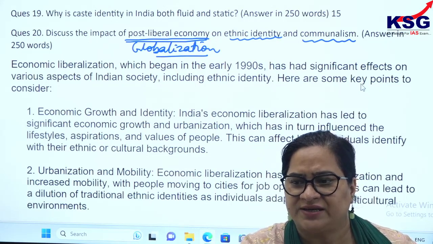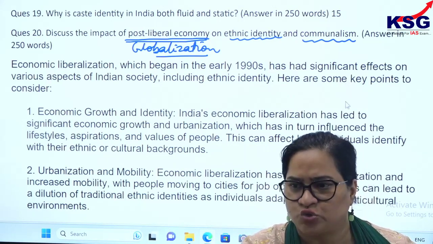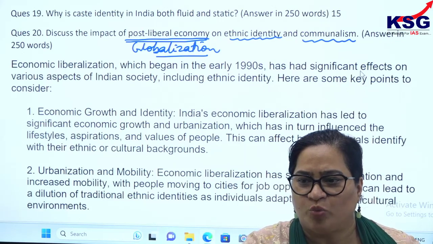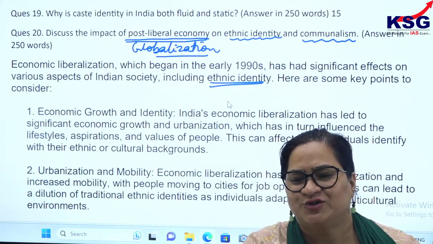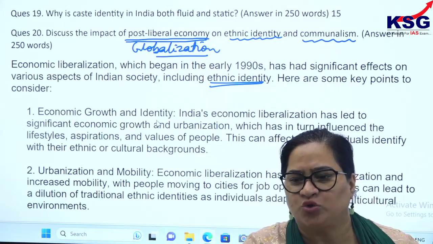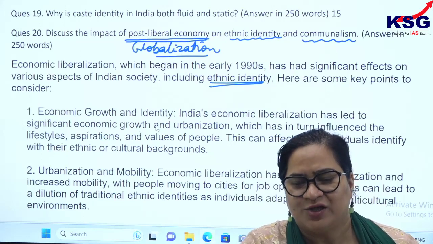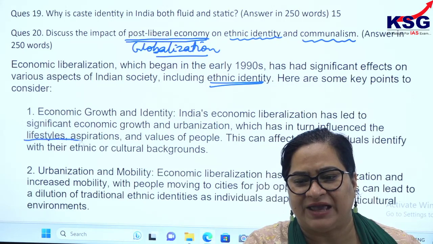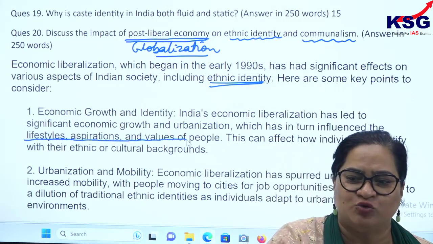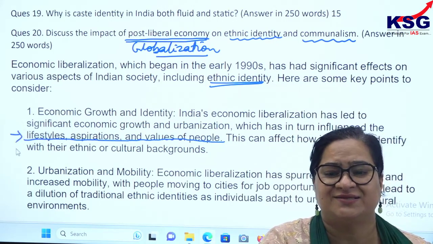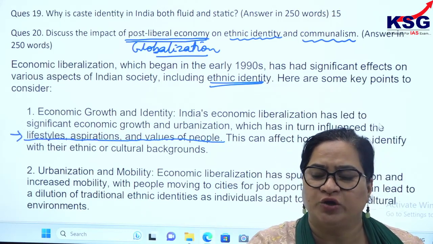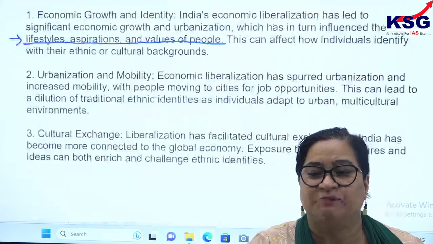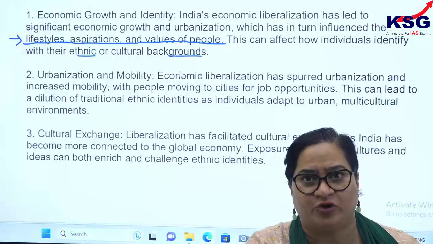So we can see there are some key points which can be associated with its impact on ethnic identity. Economic growth, when it is happening, will impact lifestyle, aspirations, and values of the people, and hence it will impact ethnic identity for sure. It is going to impact the ethnic and cultural backgrounds of the people for sure.